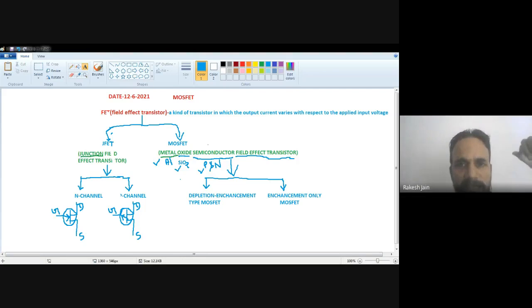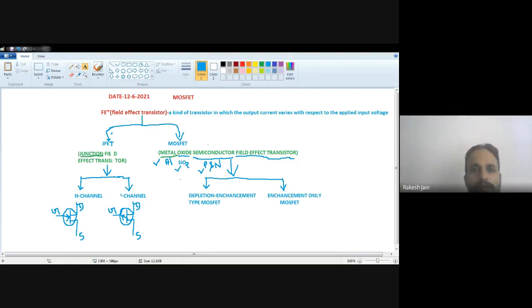Now the second one is the enhancement only MOSFET, as you see on this MS Paint file. The meaning of enhancement only MOSFET is that due to the applied input voltage, the output will only increase, not go to the opposite kind. It means the output current either increases or stays constant at zero or any other position, but it will not decrease. Since the number of charge carriers will not decrease, it is known as the enhancement only MOSFET.